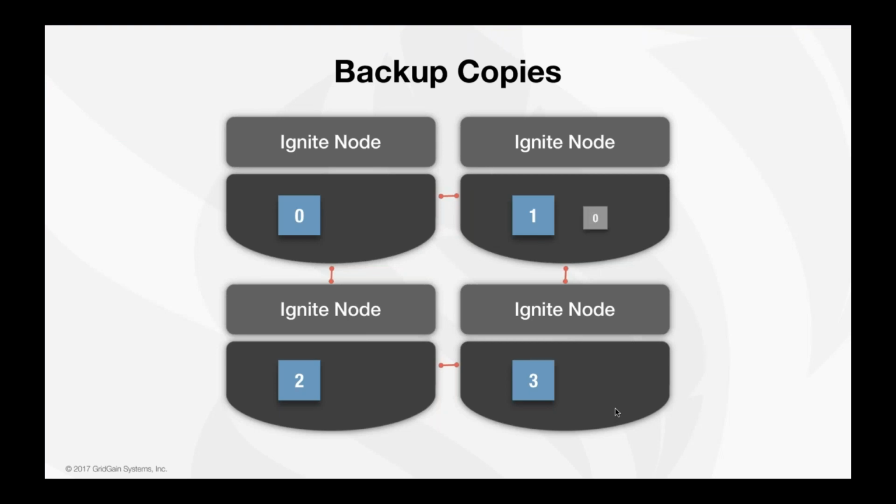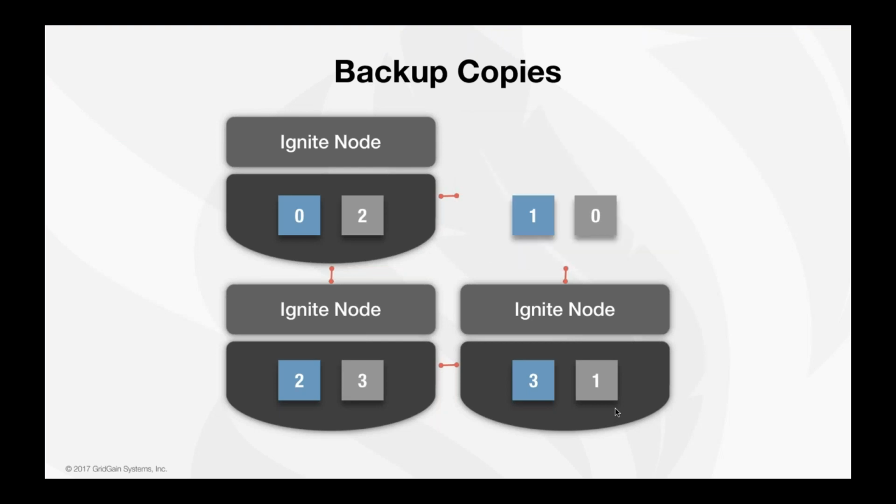Hopefully no more problems. So here we've been able to create backup copies of the 4 partitions. And again, you see the way they are distributed now. So if we lose that same node again, notice that we've got a backup copy of partition 1 on one of the other nodes, and we've got a primary copy that was on the node that's gone down, but that's backed up as well on another node.